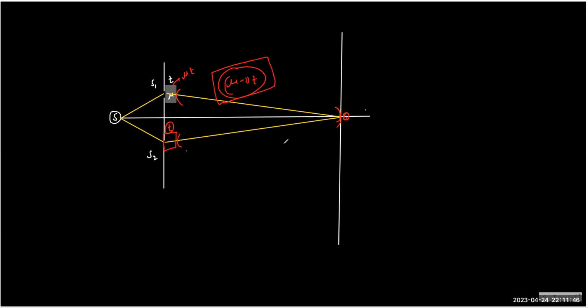Sir, mu is greater than 1. Of course, mu is more than one. Mu is refractive index. Is mu less than one in general? No, not in general. So mu is more than one only. The definition of mu is C by V. So can we have value of V more than C? No.